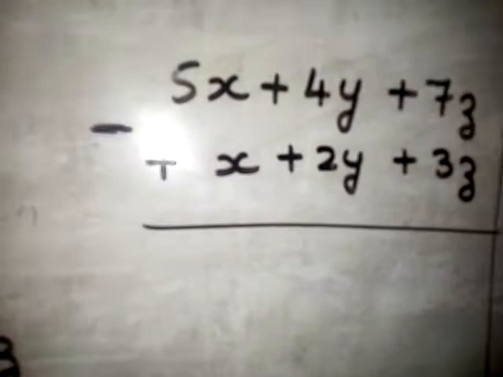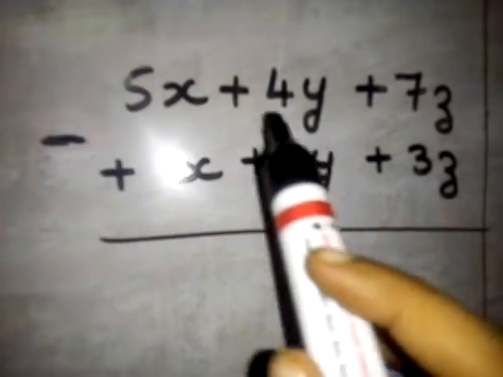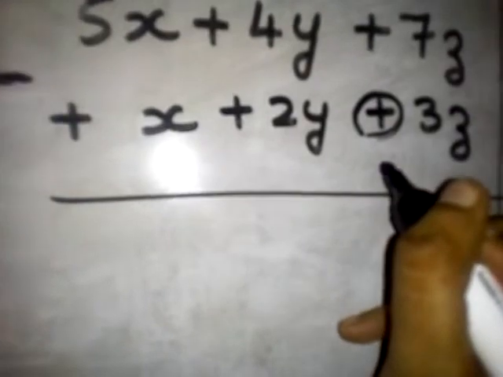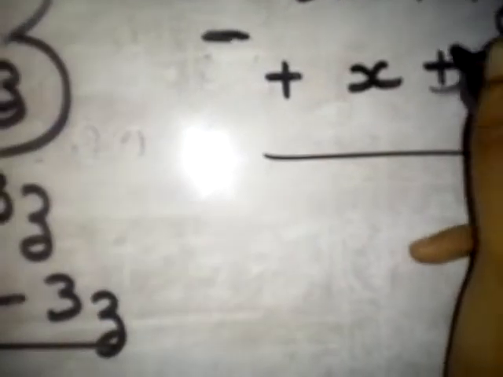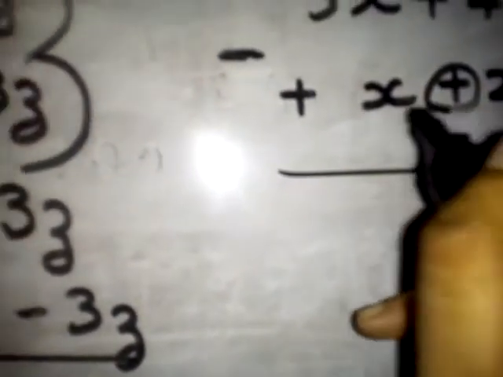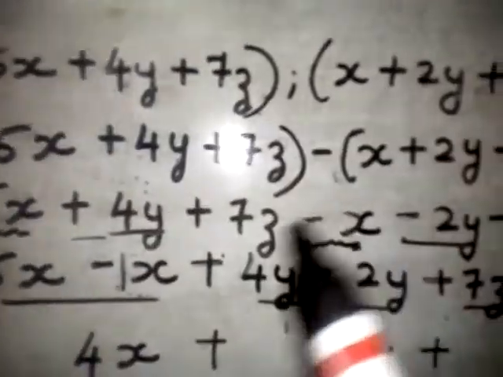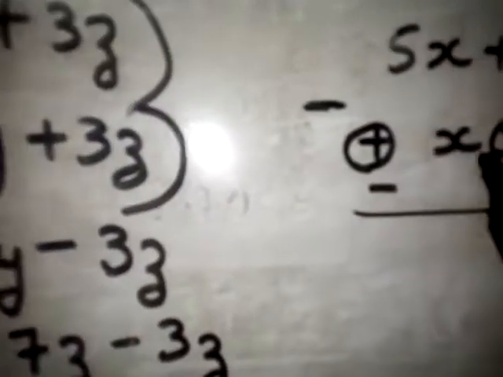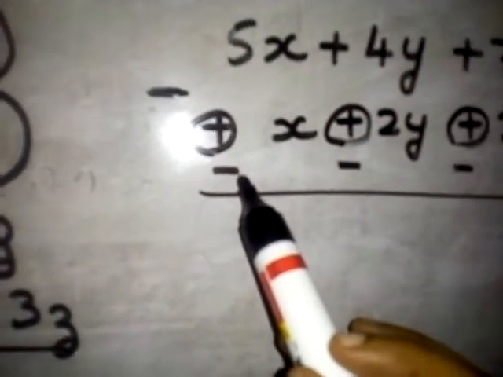Now you have to do it in vertical arrangement. 5x plus 4y plus 7z, x plus 2y plus 3z. This is the question. So you have to circle it and put the opposite sign. See, I have converted the sign here. Minus into plus, minus. So it becomes minus x. So here you have to circle this plus sign and write it opposite in vertical arrangement.